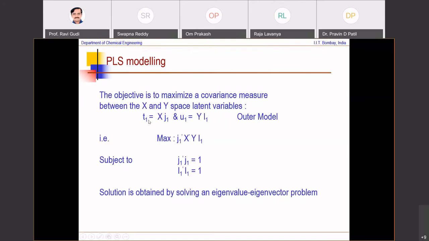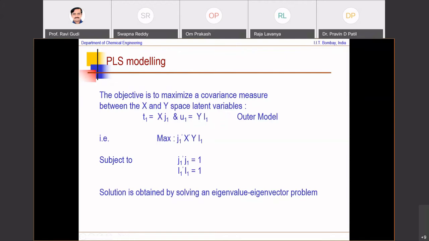If I had to solve principal components analysis as an optimization problem, then I bring in a sense of canonical structure to this. I say that the first principal component needs to capture maximum variance. Posed as an optimization problem, it says maximize T1 transpose T1.